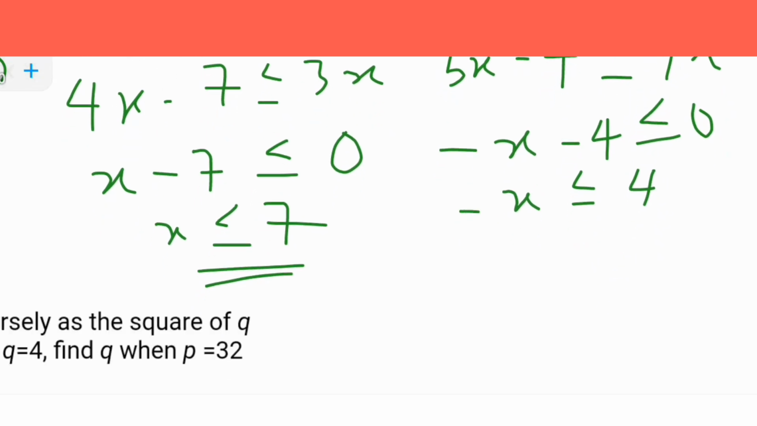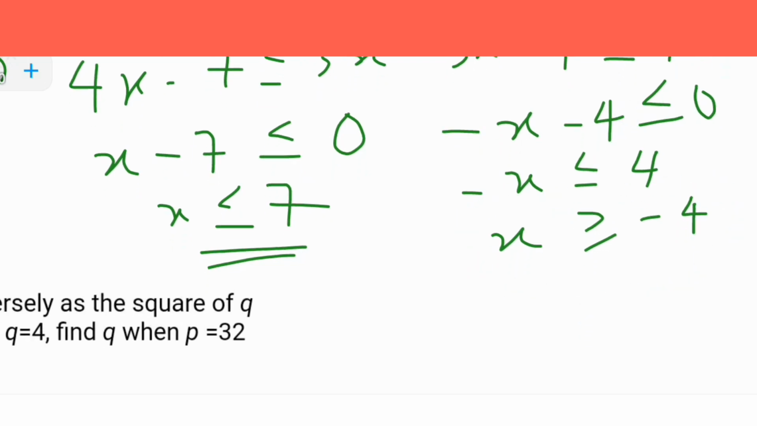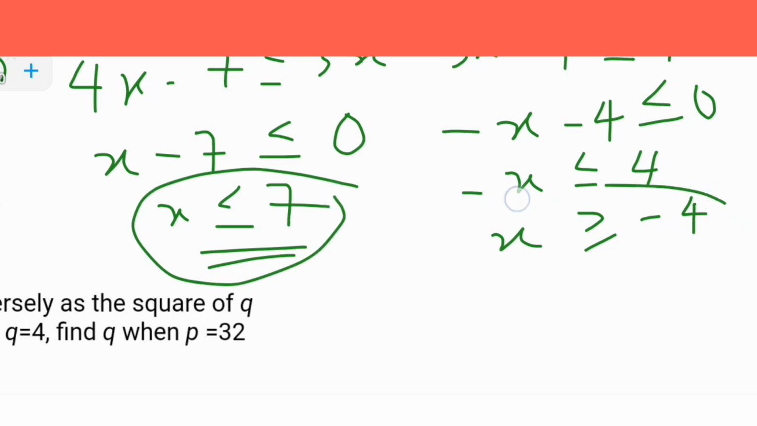Then divide both sides by minus 1, or just reverse the sign. So that will be x greater than or equals to minus 4. Because this sign will be reversed when you are dividing with a negative number. So these are the two answers that you are going to get. This answer and this answer.